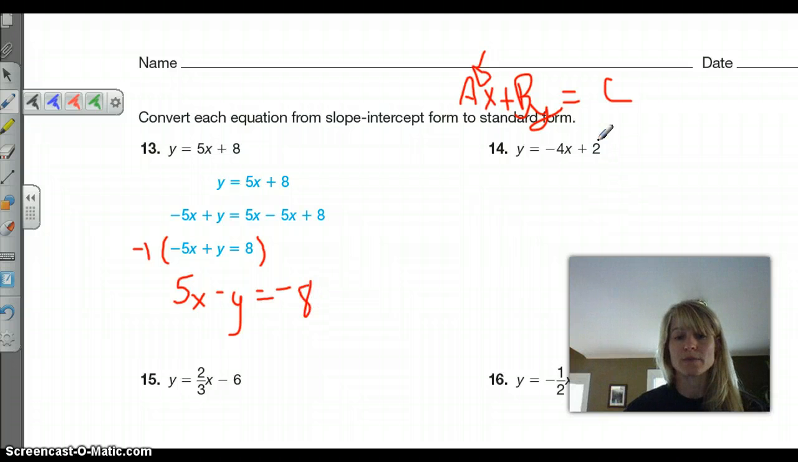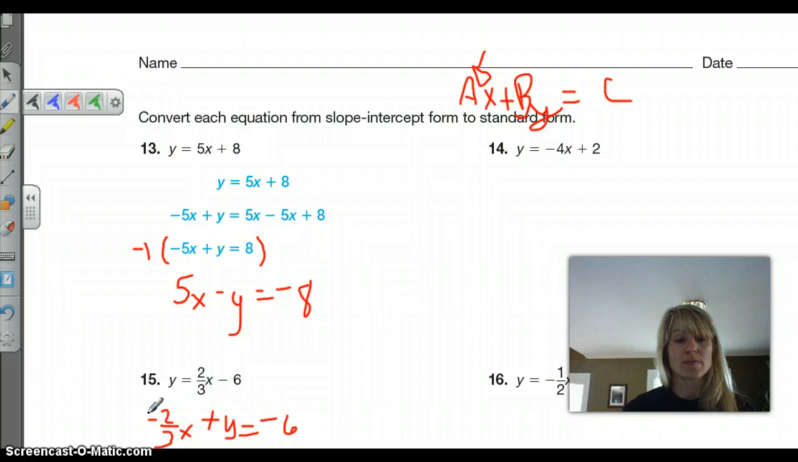Okay, so you're moving all of those. So this, all of them, you have to move the x over. Okay, and like this one, if it's a fraction, we would subtract the 2/3 over. So we have -2/3 x plus y equals -6, and we have to make that a whole number. So to make this a whole number, I need to get rid of the denominator 3. So I'm going to multiply everything in this equation by 3.